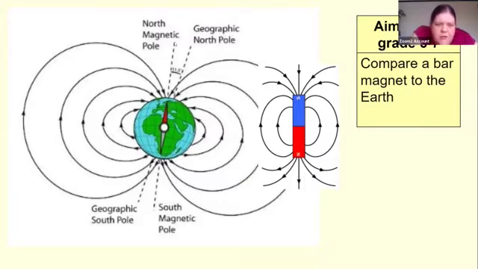And the way I think of it is, when we use a compass, we want to find the north. So opposites attract. North on a compass will point to south because opposites attract.